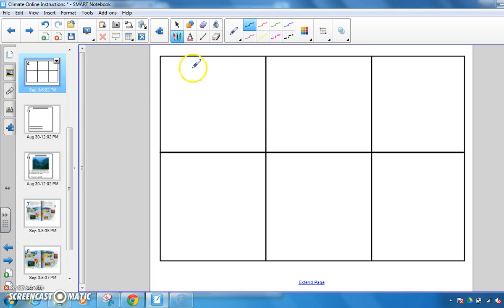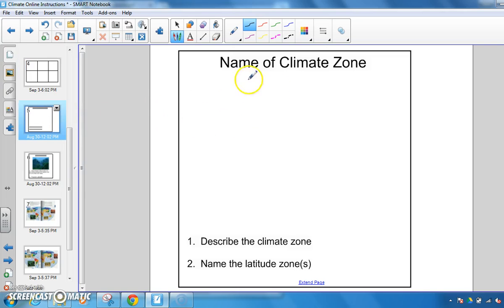All right, what do I do for every box? Well, for every box, let's zoom in. This is your requirement. You're going to need to give me the name of the climate zone. You're going to need to give me a picture here, along with describing the climate zone and just naming the latitude zone or zones. That's it. This is going to be a cheat sheet for you to be able to use as we put this together with our Create a Continent project.